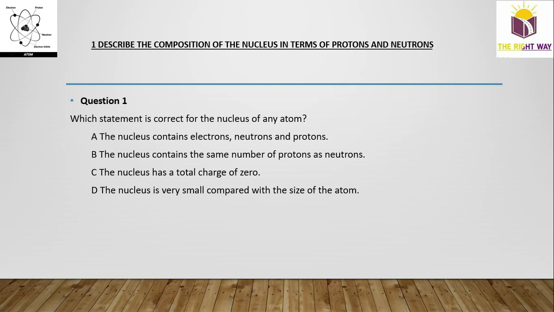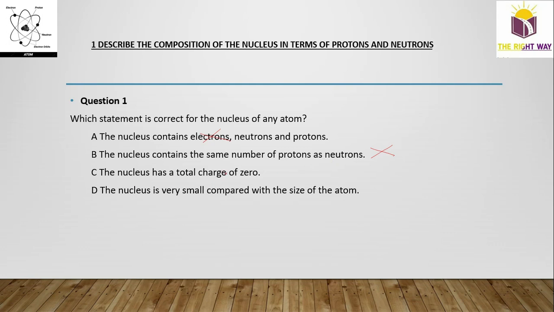The question is: which statement is correct for the nucleus of any atom? The nucleus contains electrons. Sorry, electrons are not present in the nucleus, so our first statement is wrong. The nucleus contains the same number of protons as neutrons. This is also not true. We know that there is a difference. The neutron number may be greater or less than the proton number, so it is not necessary that protons and neutrons must be equal.